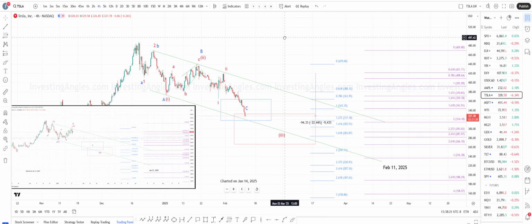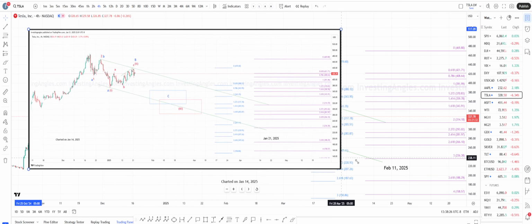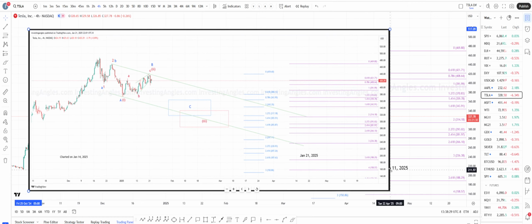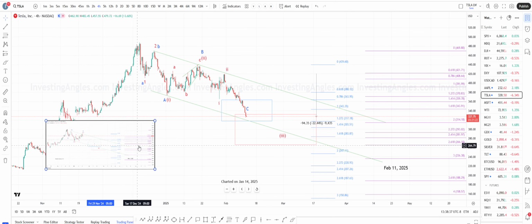So Tesla is falling hard, and this was our call on January 21st when Tesla was 420. Now it lost almost 100 points since then, and it's down 22%. So far, it is following the channel, the chart, and it's already in the red target area, which would allow us to consider this wave as wave 3 rather than wave C. Let's see how it develops further.